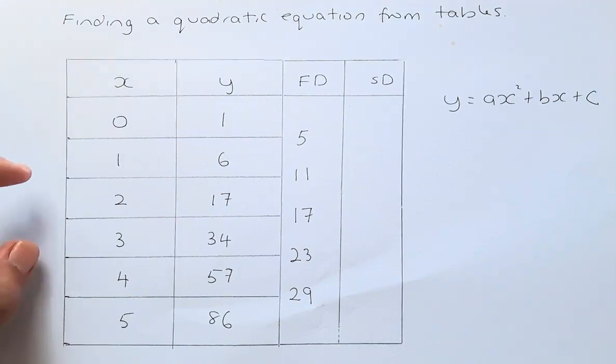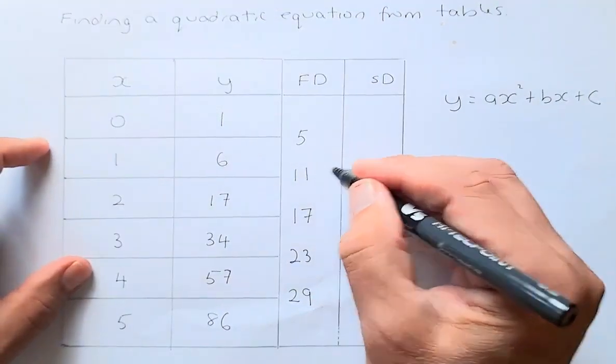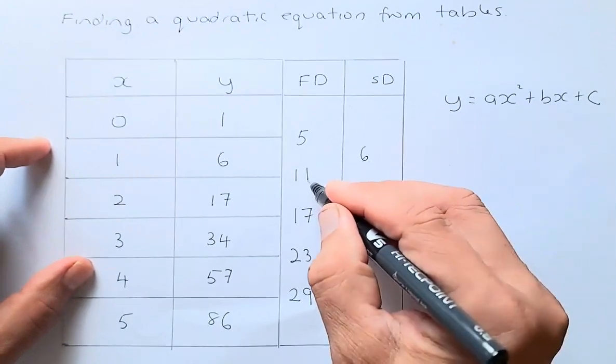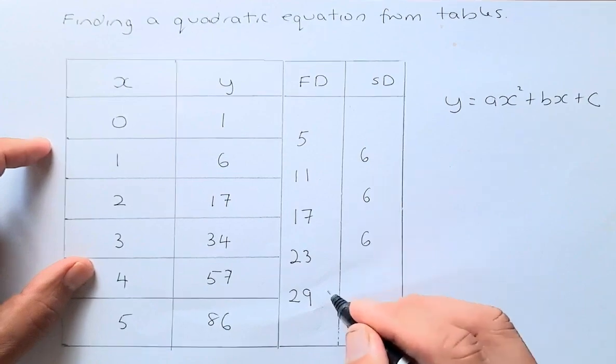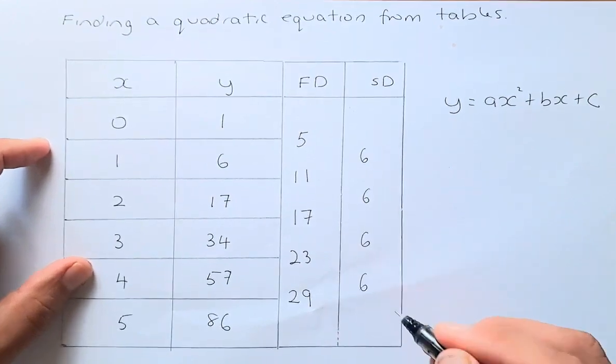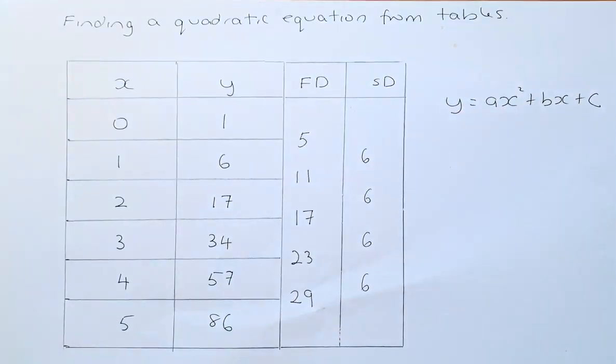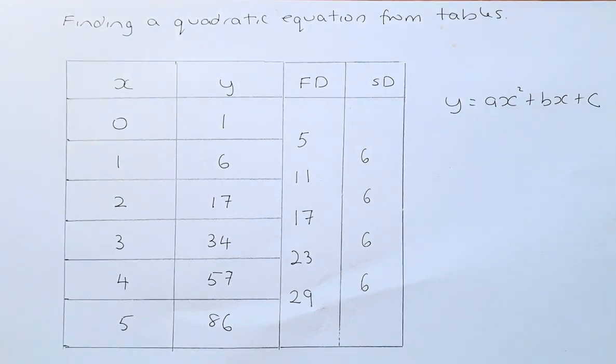Then to find the second difference: 5 and 11, the difference is 6. 11 and 17 is 6. 17 and 23 is 6. And 23 to 29 is 6. If the second difference is all the same, then you know that this is a quadratic equation. So now let's find a, b, and c.